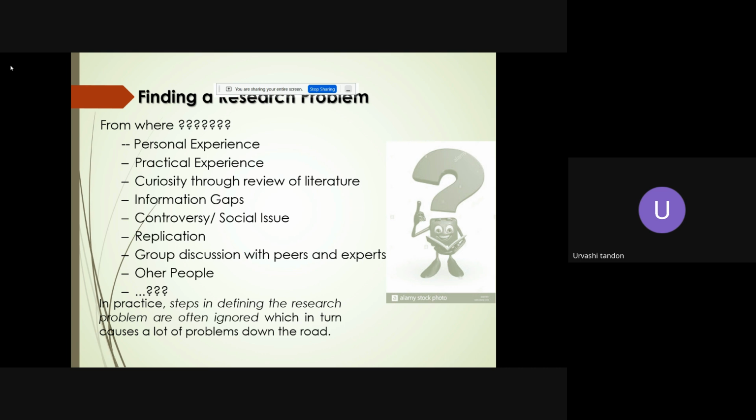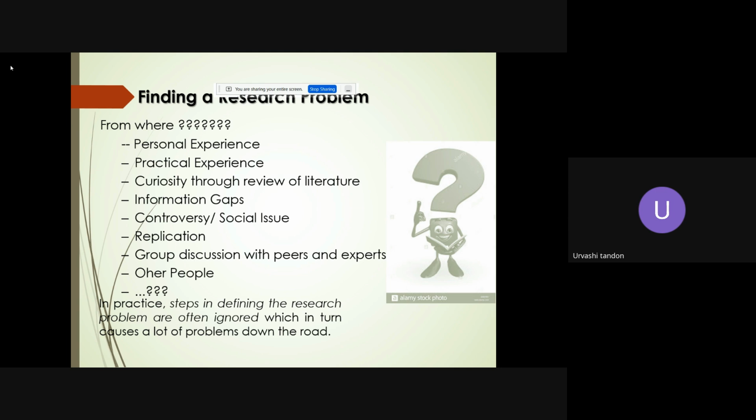So finding a research problem, we have a number of ways from where we can find a research problem. The first is personal experience. Let's say I'm teaching at a university and I see a lot of youngsters smoking outside the campus. So here is the problem. From my personal experience, I would like to find out what it is that stimulates persons to go for smoking at a very early age.